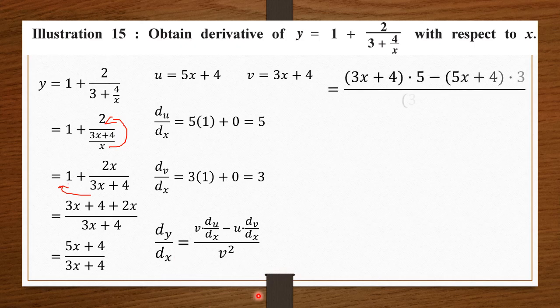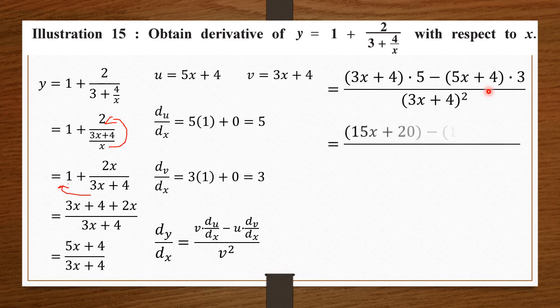Putting the values into the formula: first is v, so 3x plus 4 multiplied by du upon dx, 5, minus u, that is 5x plus 4, multiplied by dv upon dx, that is 3, divided by v whole square. Next we will multiply 3x plus 4 with 5, that is 15x plus 20, minus 3 into 5x, 15x, 3 into 4, 12. The division we are going to keep as it is.